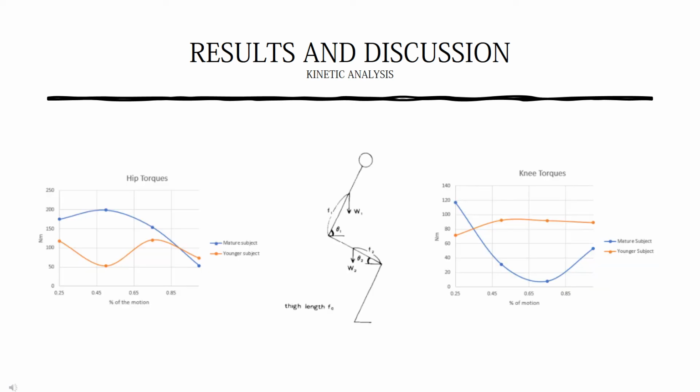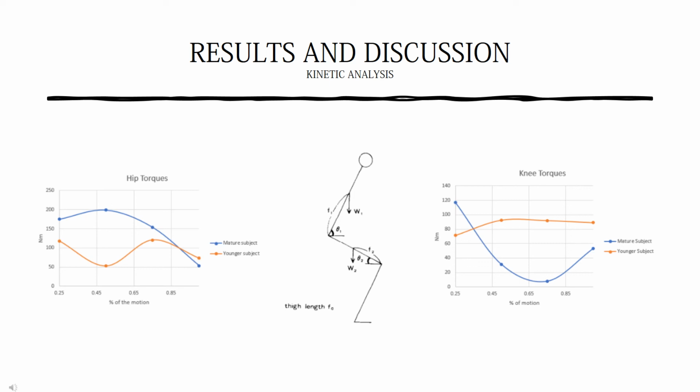We calculated the weight and measures of the trunk and thighs of the subject to analyze the torque created during each phase. In the hip torque graph, we can observe that the torques created on the hip in phases 1, 2, and 3 are of bigger magnitude on the mature subject than the younger subject. The torque created on the final phase is bigger on the younger than on the more mature subject.